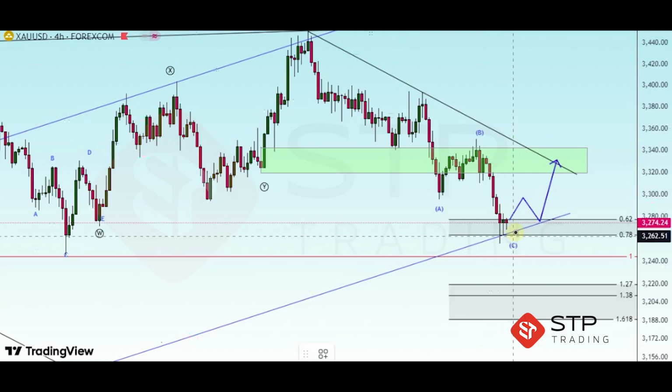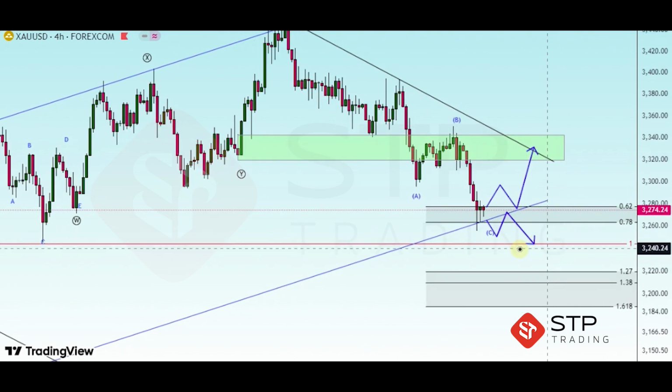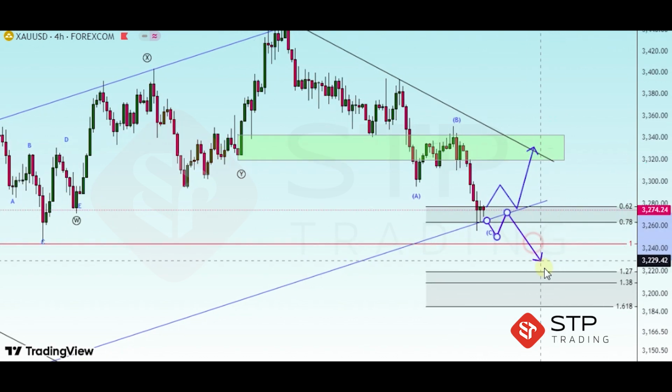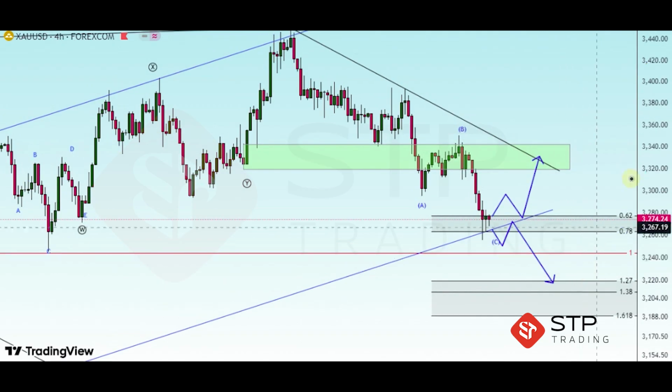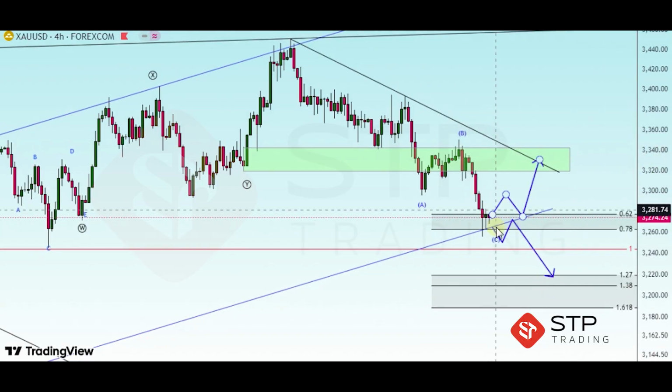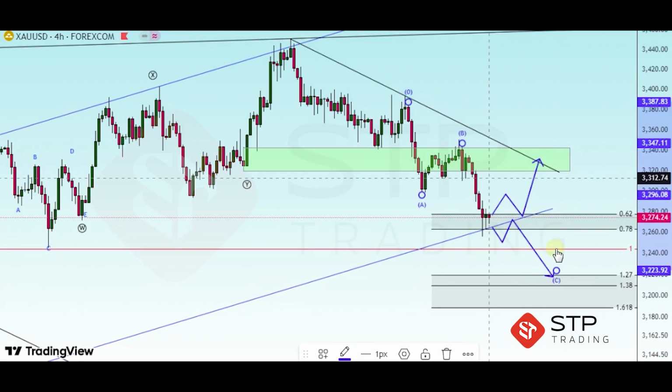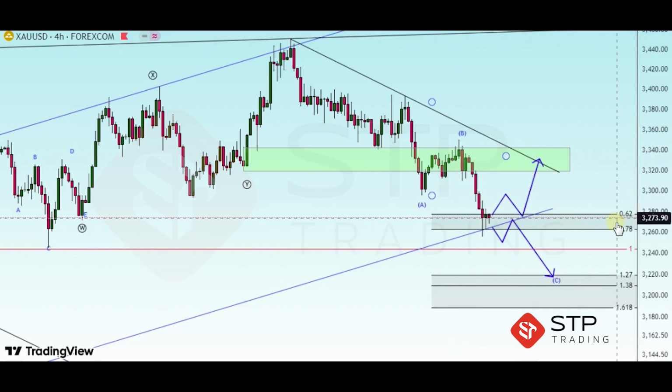If the price breaks below the 78 level and the supportive trend line, we witness a bearish corrective trend on the chart, which could extend down to the identified support zone as well as the Fibonacci levels of 127 and 138%, which would be considered targets for the bearish trend and wave C of this downward move.